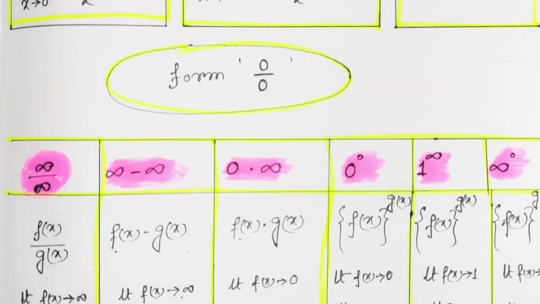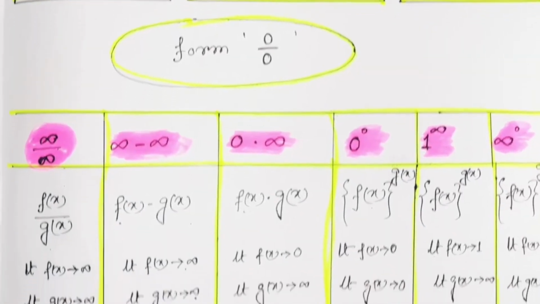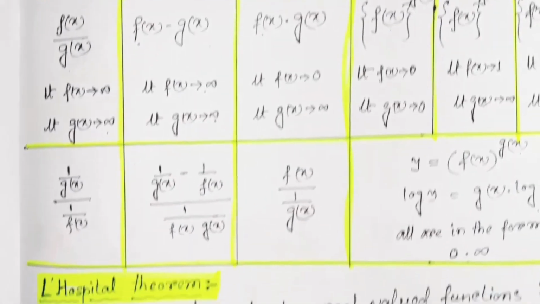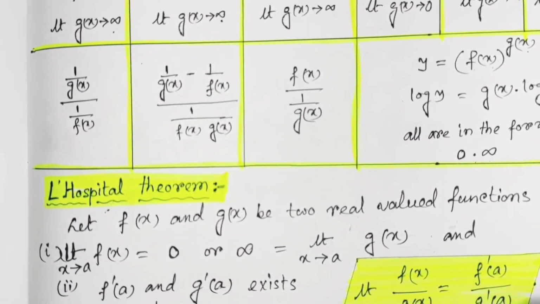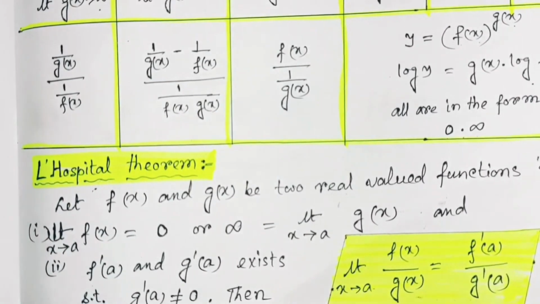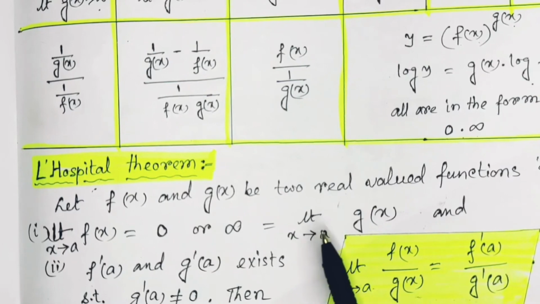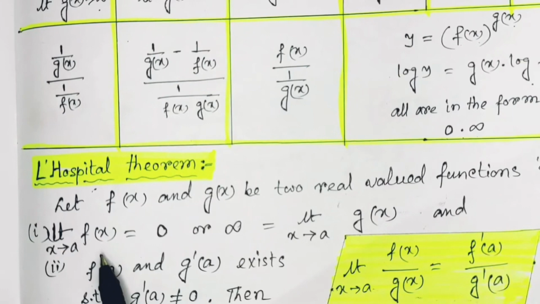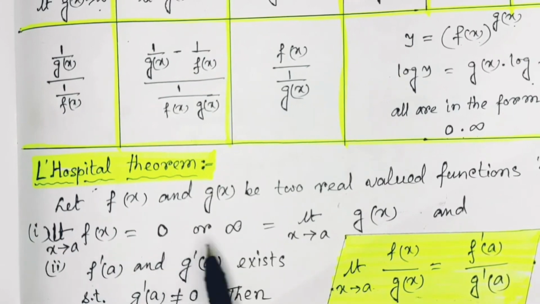So if we want to solve these indeterminate forms, then here is the rule. What is this rule? This is called the L'Hopital rule or L'Hopital theorem. What does the theorem say? Here two functions are given. Let f(x) and g(x) be two real valued functions in such a manner that the limit x tends to a, f(x) is equal to 0 or infinity, and g(x) also tends to the same value, 0 or infinity.